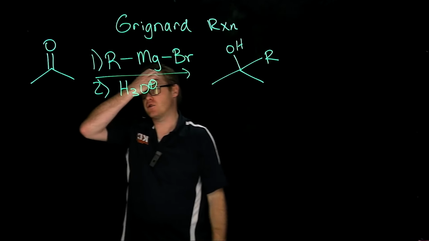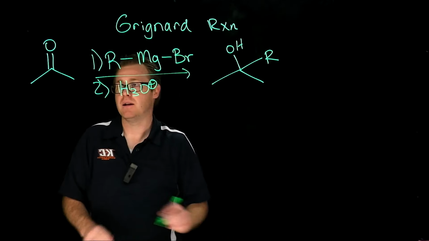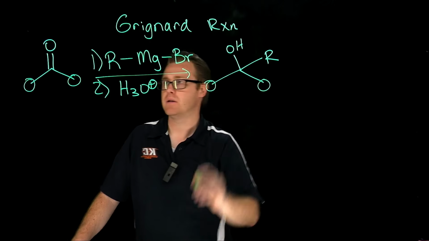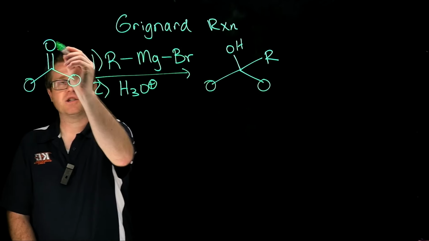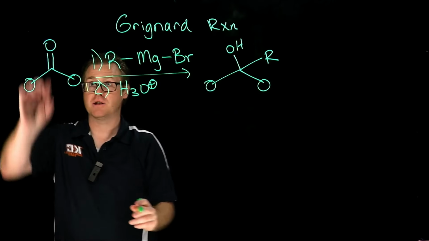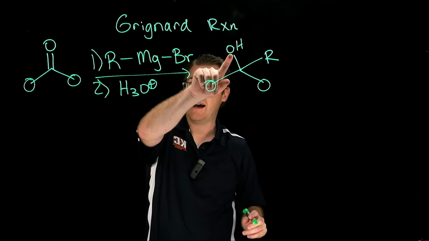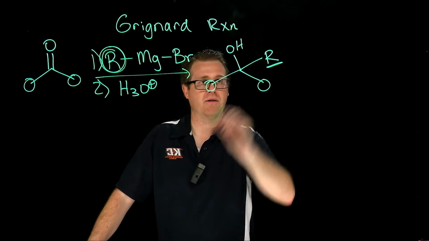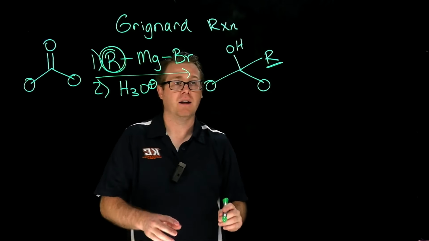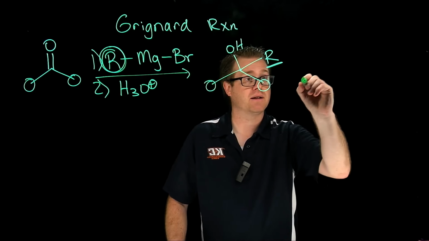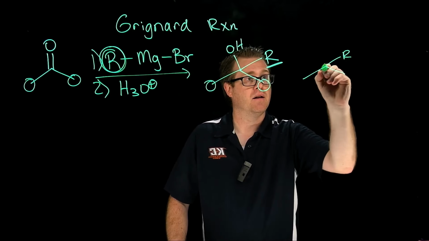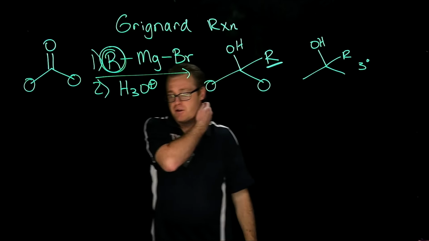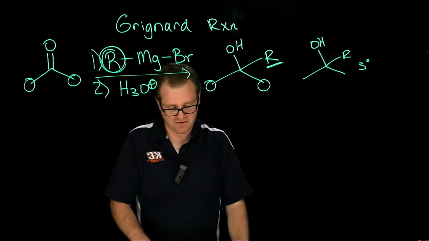Do you see the overall transformation of what has happened here? These 2 carbons are right there still. This oxygen is still this oxygen, but now it is not a ketone, it is what? An alcohol. And then this R group right there is now attached. So we have basically formed, so if we clean this up, we have made a tertiary alcohol. So the Grignard reaction is another way of making alcohols.